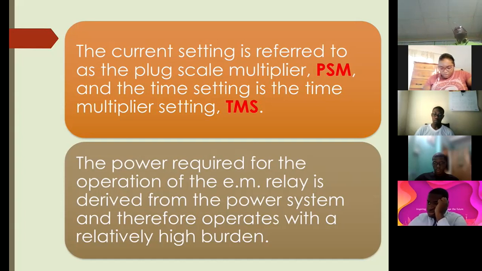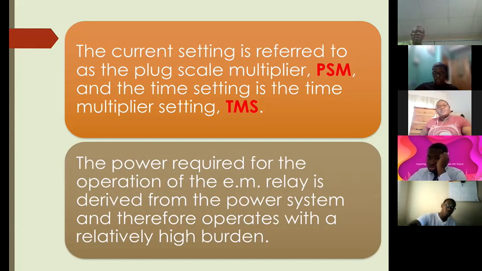We said that your electromechanical relay has a very high burden, and the burden changes depending on the amount of current that is flowing to it. All right? The electromechanical relay derives power from the power system itself, and therefore operates with a very high burden. All right? So it has a very high burden.